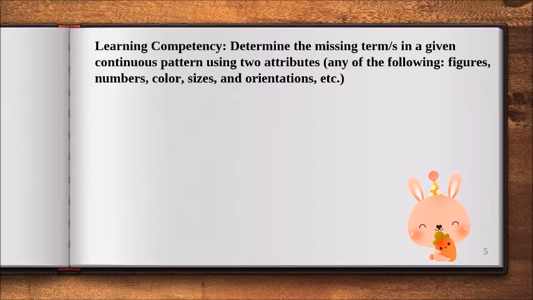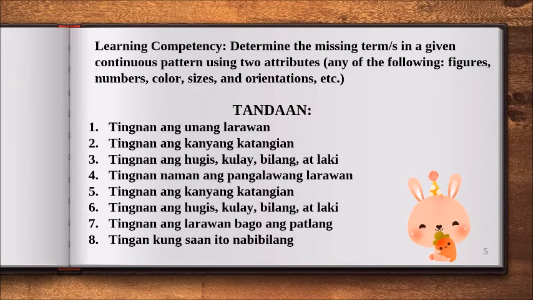Kasi paano kung ganitong klase ng instruction ang ibibigay mo sa mga estudyante mo, mga bata, para malaman natin ang mga susunod na ilalagay sa pattern, tatandaan lang natin ang mga sumusunod. Una, tingnan ang unang larawan, tingnan ang kanyang katangian, tingnan ang hugis, kulay, bilang at laki. Tingnan naman ang pangalawang larawan, tingnan ang kanyang katangian, tingnan ang hugis, kulay, bilang at laki. Tingnan ang larawan bago ang lang, tingnan kung saan ito nabibilang. O diba? Para sa isang primary learner, napakaraming instructions noon, friend. Malilito ang mga bata. So ngayon, suriin natin yung instructions na nakalagay dyan.